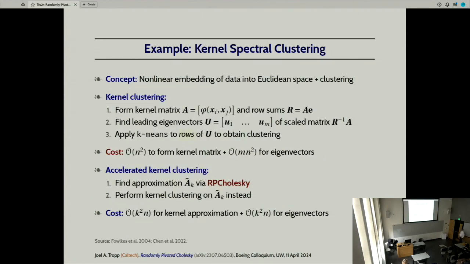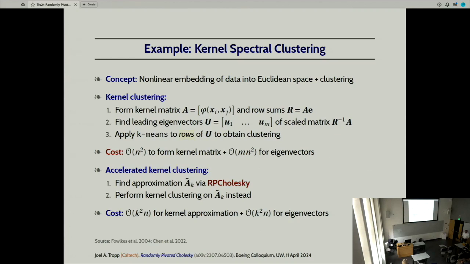So one fundamental application of kernel methods is spectral clustering. It's similar to the example I showed you before. You're trying to take some data points and figure out which ones are attached to each other. This involves historically making a kernel matrix, finding its row sums, computing some eigenvectors, applying k-means, and the costs, as I said, are quite high.